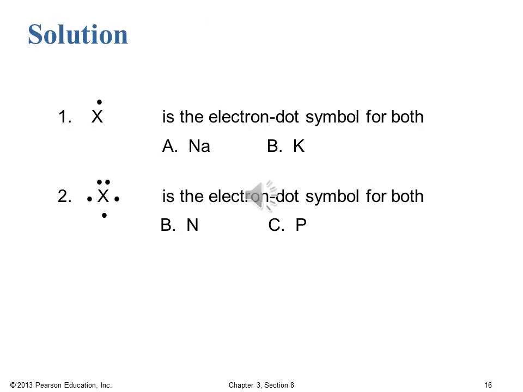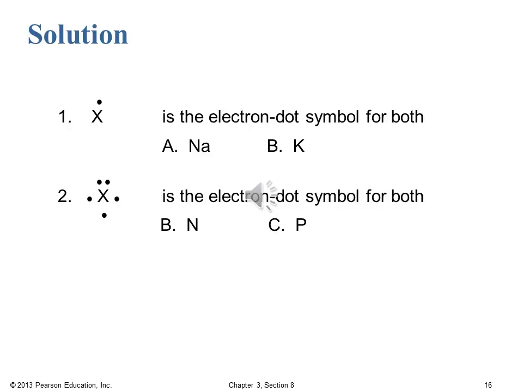Okay, so this was a bit of a tricky one, right? Hopefully you didn't fall for the temptation to just pick one element, because for number 1, that single dot could be sodium or potassium. They're both in group 1 or group 1A, and they would each have just a single valence electron. Likewise, for number 2, both nitrogen and phosphorus have 5 valence electrons. They're both group 5A or group 15 elements, and so that electron-dot symbol could equally represent either nitrogen or phosphorus in this case, either sodium or potassium in the first case.